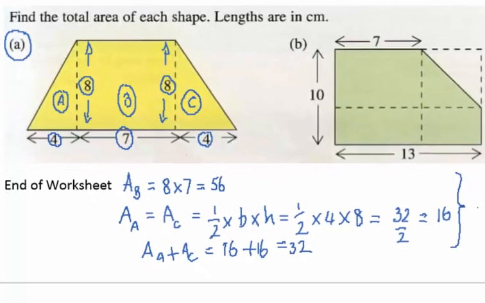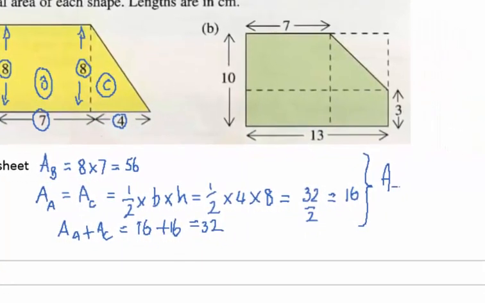Take all this together, and my total area, AT, is going to be 56 plus 32, which is going to be equal to 88. There's your answer.